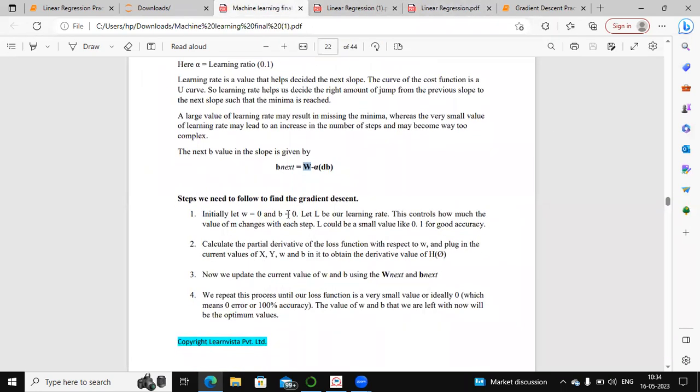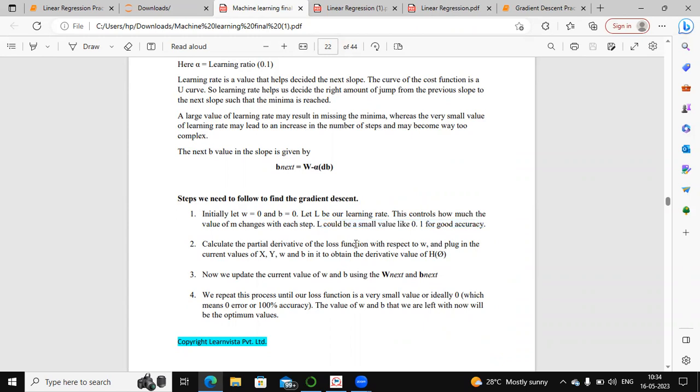Steps we need to follow to find the gradient descent. Initially, let W equal 0 and B equal 0, or you can take W equal to 1 and B equal to 1 as well. Let L be our learning rate. This controls how much the value of M changes with each step. L could be as small as 0.1 for good accuracy.